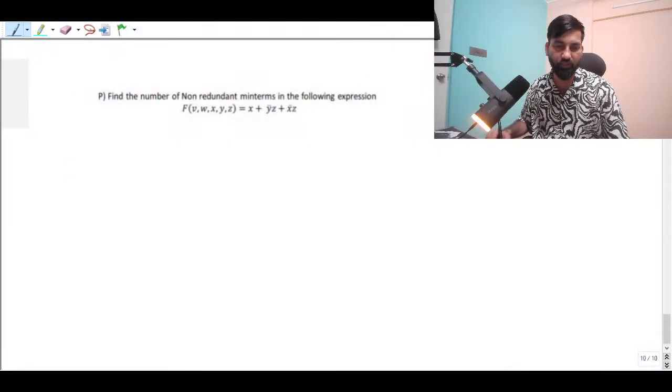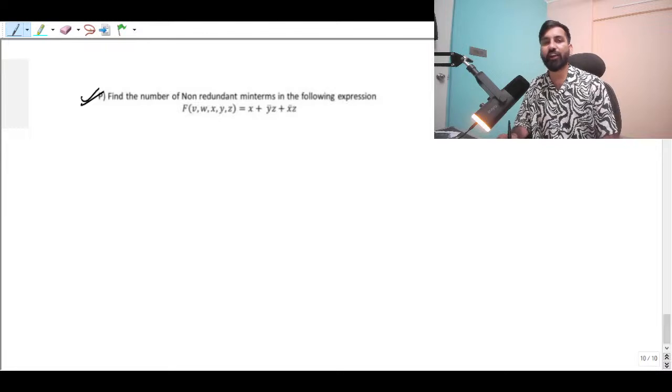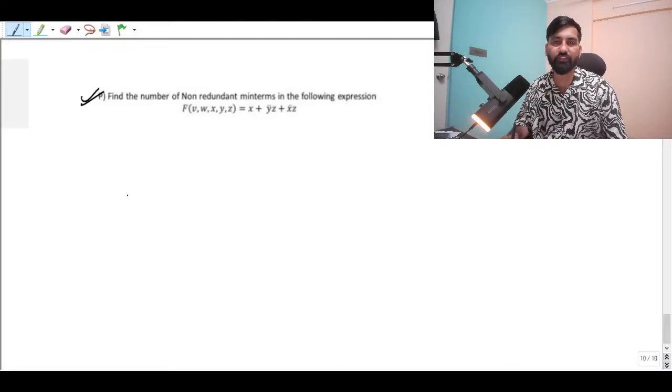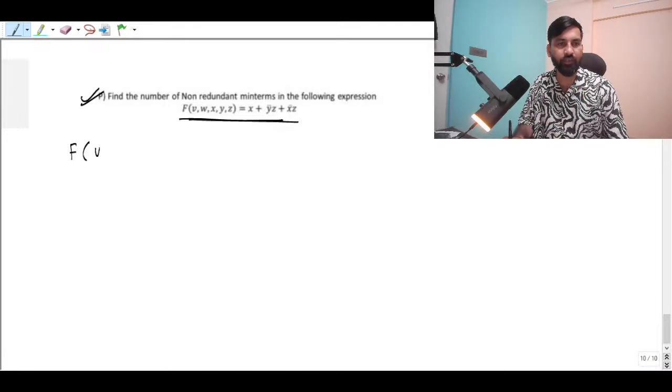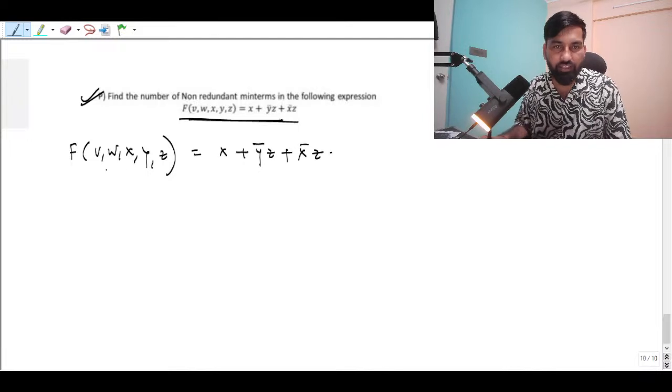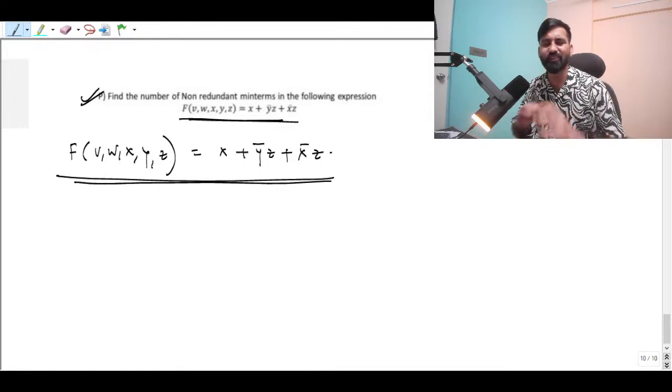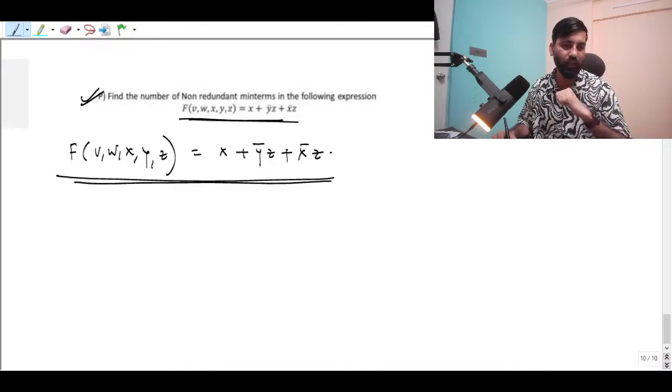As you can read on the screen, this was the question: find the number of non-redundant minterms in the following expression. You have a 5-variable Boolean expression, V W X Y Z, which is given as X plus Y bar Z plus X bar Z. This is not a canonical SOP, and you have to keep that in mind.